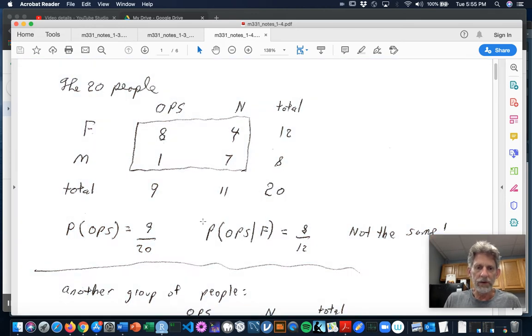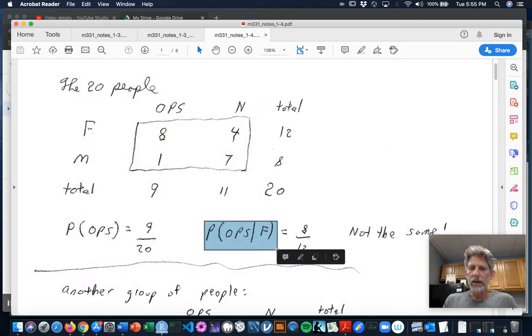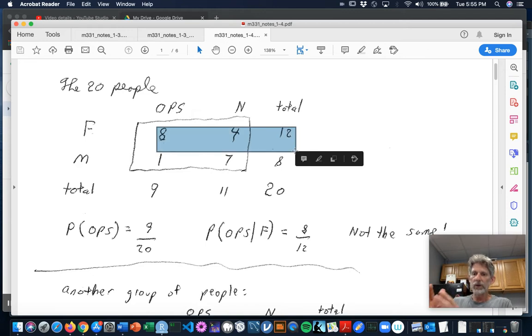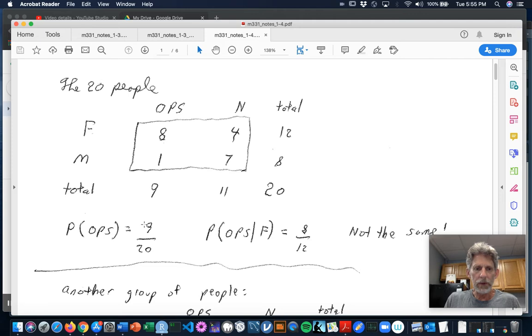But we also found the conditional probability that a person owns a pink sweater if you know they're female was 8 out of 12. And that's from focusing in on the 12 females, and 8 of them owned a pink sweater. And those two probabilities are simply not the same.